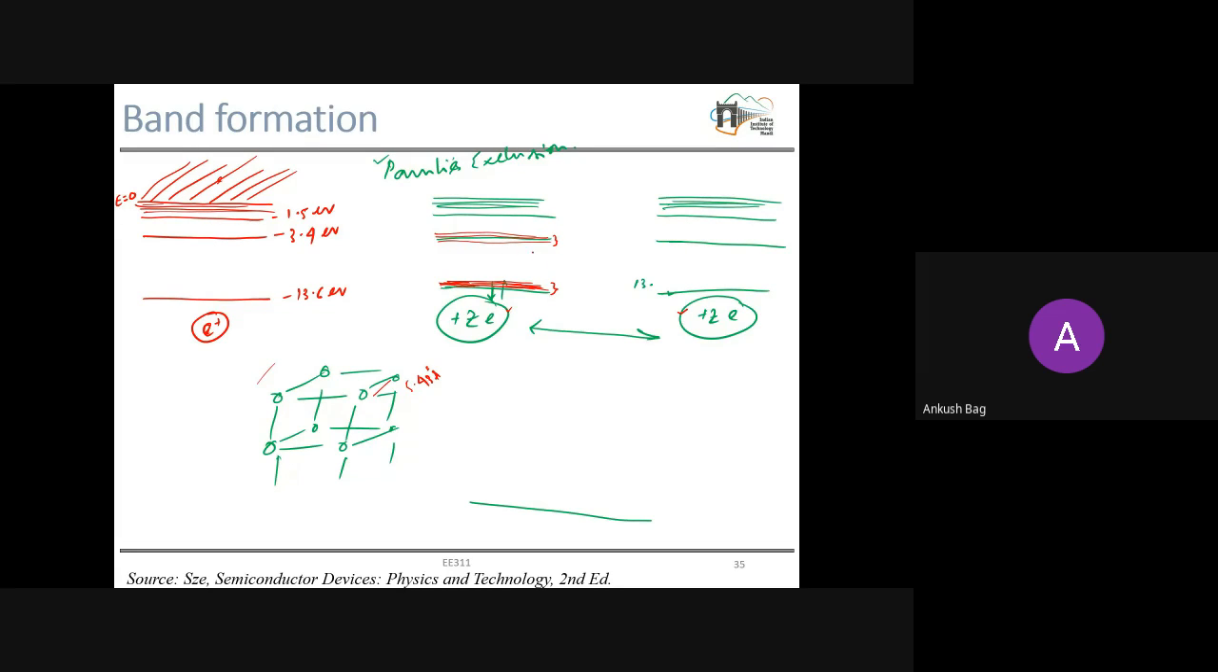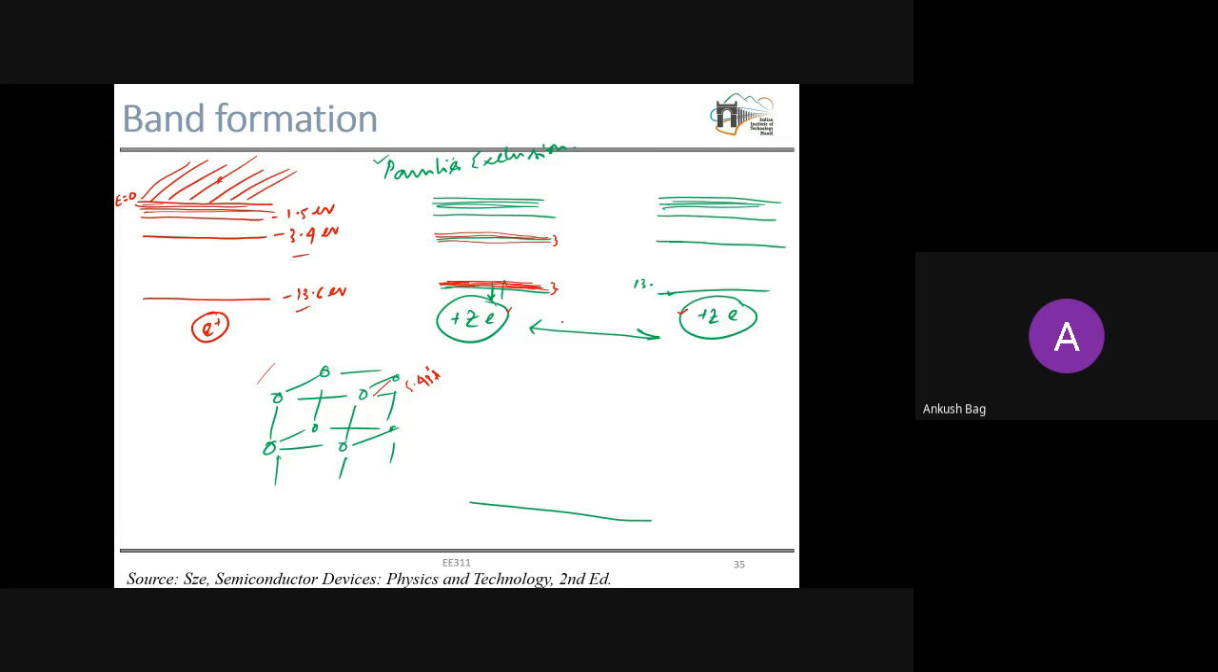Now see why these bands are forming in the case of solid state material, where we need to consider many atoms, unlike a single atom, where we just consider discrete energy levels. So this is the formation of band.